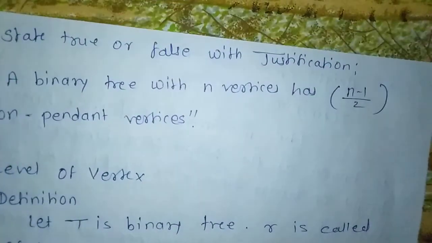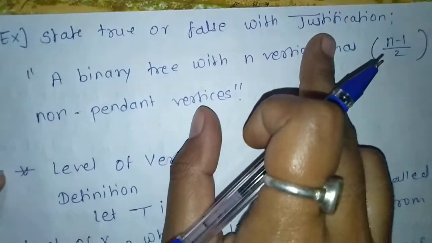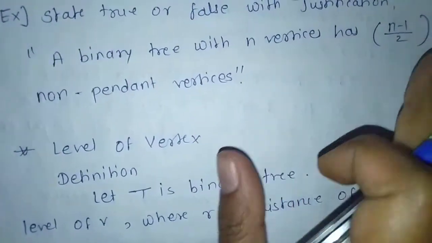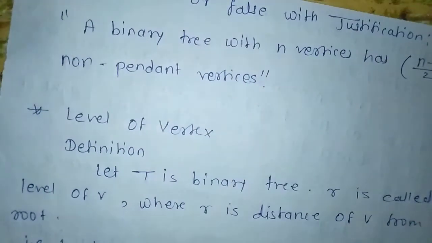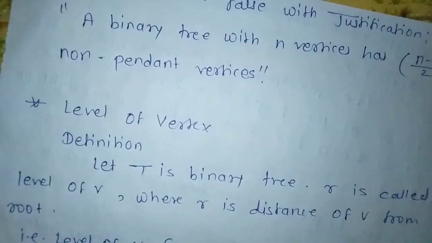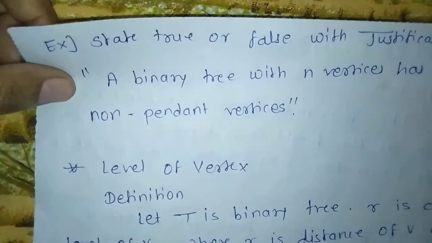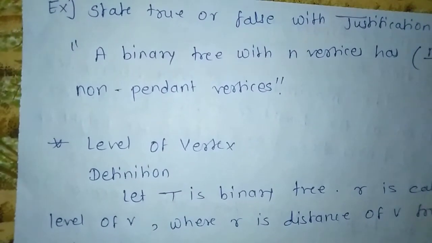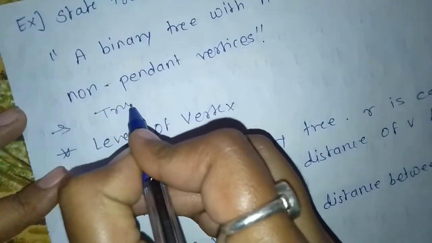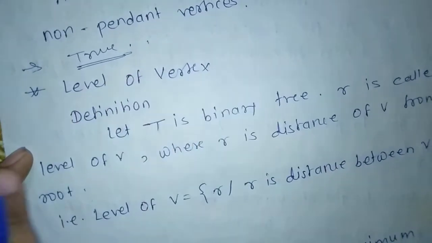Next example is your homework. State true or false with justification. A binary tree with n vertices has (n minus 1) upon 2 non-pendant vertices. So the answer is true. Justify your answer in your solution. Hint for this example: this statement is true. Give the justification.